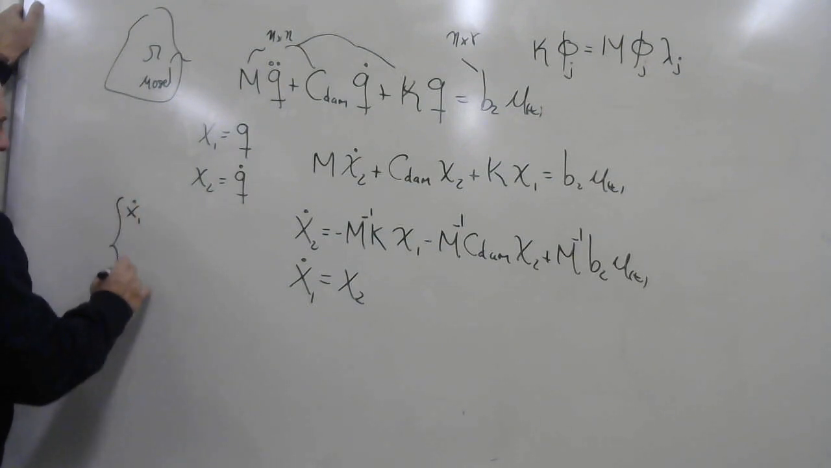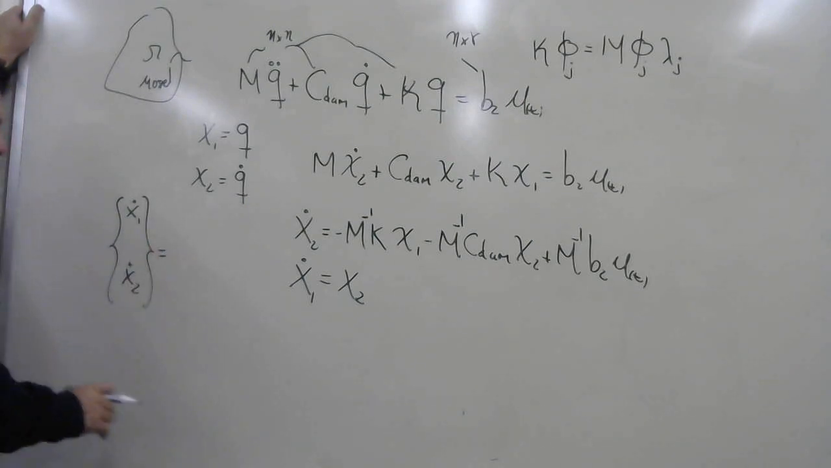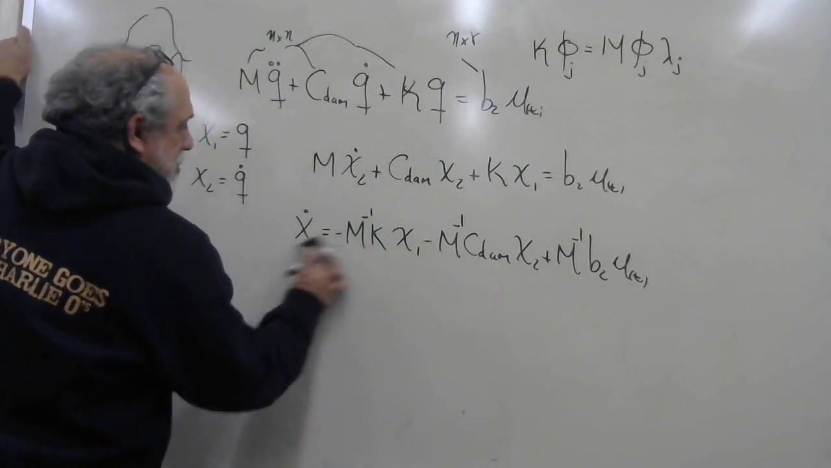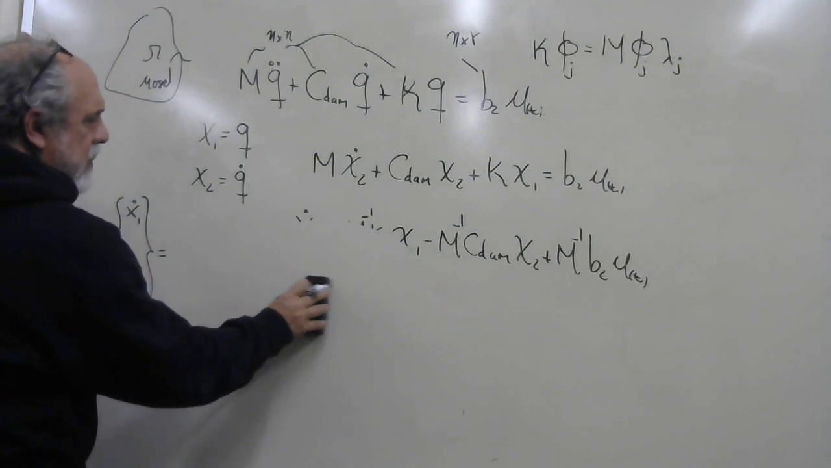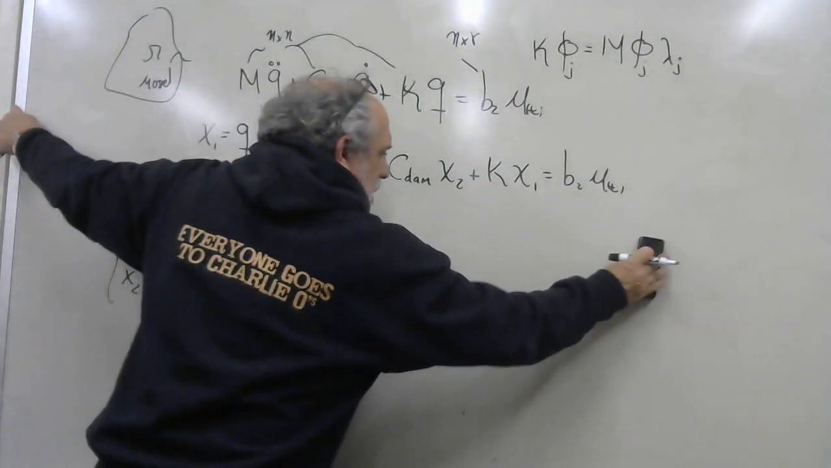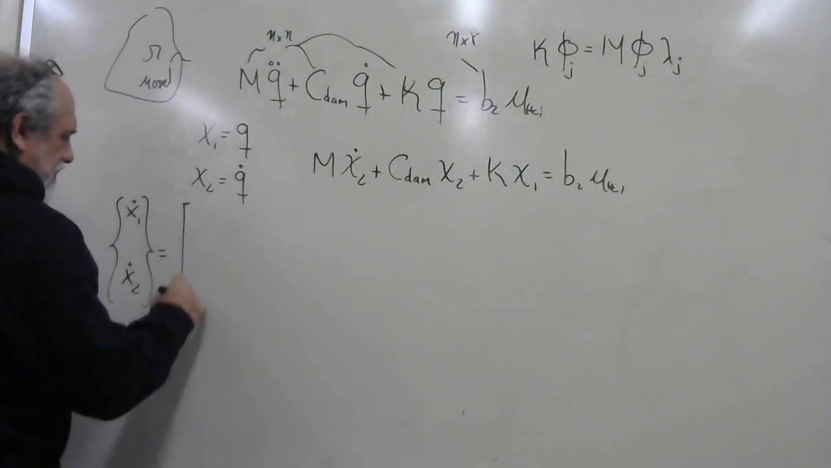x1 dot, x2 dot equals, right? What is x1 dot, x2 dot equal to? Oh wow, I'm erasing it, but you have seen it. I shouldn't have erased it, but I needed the space. So it looks like this.